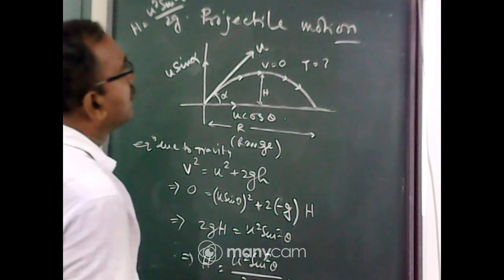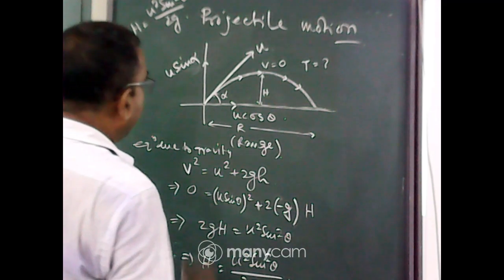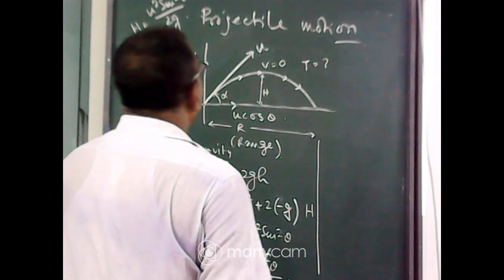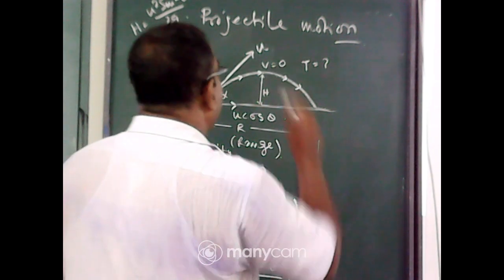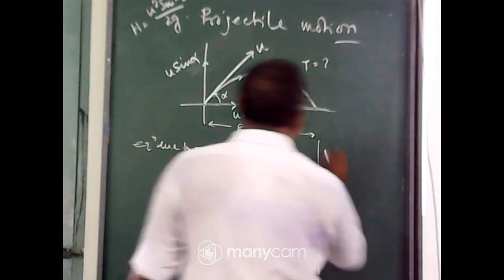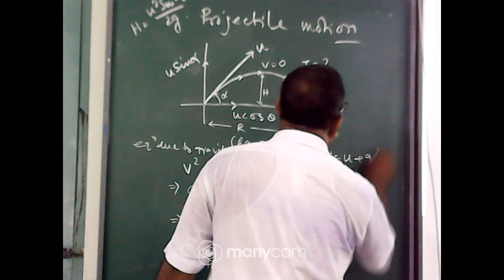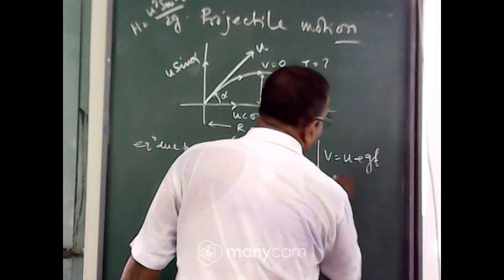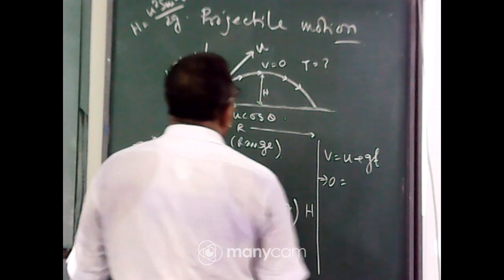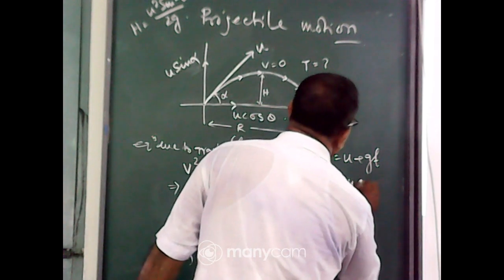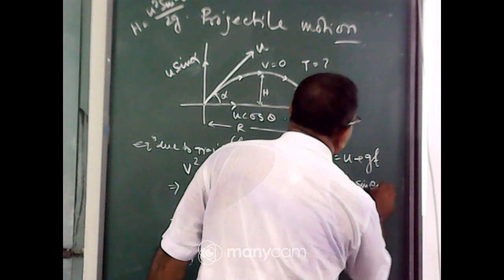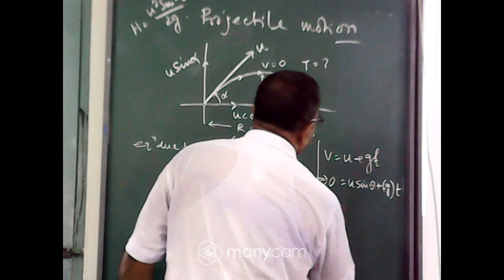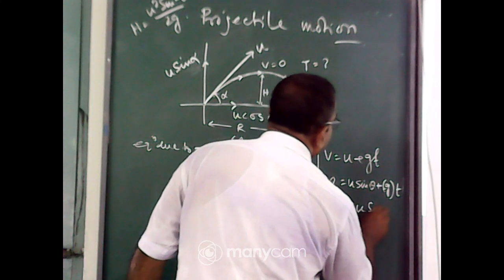Next is time. You calculate the time of flight. The time of ascending is equal to the time of descending. You know v equals u plus at, from the equation under gravity. v equals 0, u equals u sin theta, plus minus g into t. So t equals u sin theta by g.